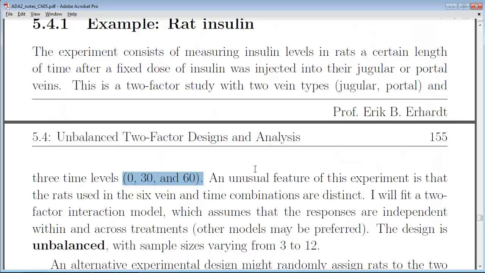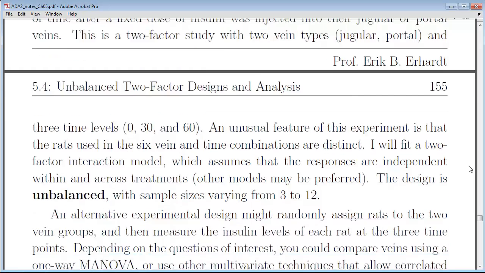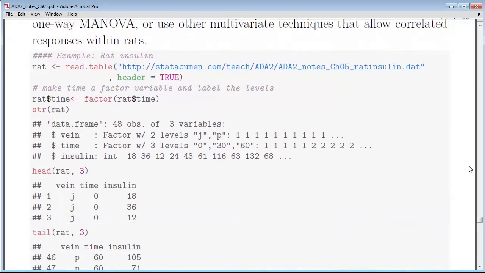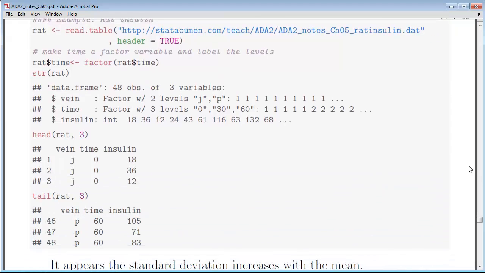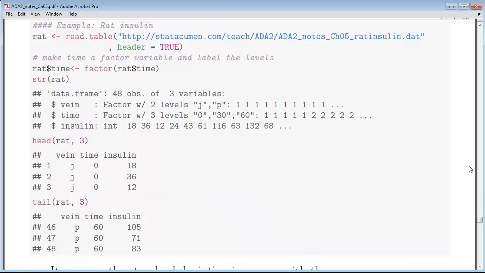So it may be simpler initially just to treat them as categories, unless we have an actual physical model that makes some curved, some functional prediction as to what the insulin level should be over time, having to do with metabolism and all the stuff the body does. All right, so we've got a data frame now that has veins, which are J or P for jugular and portal.